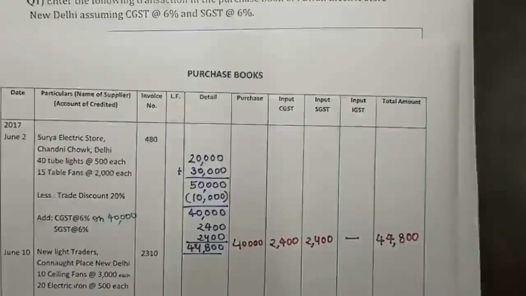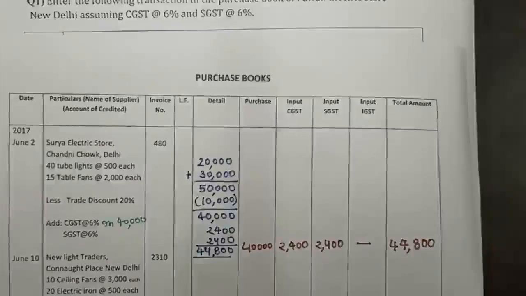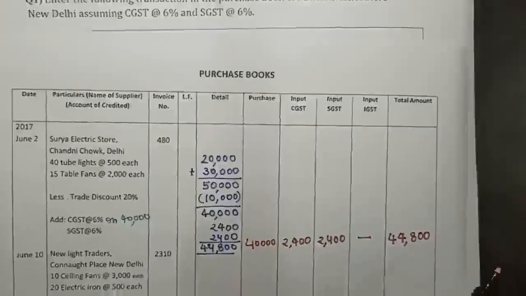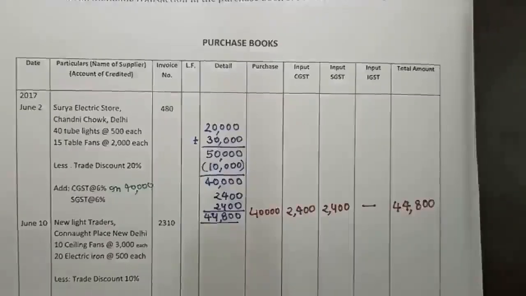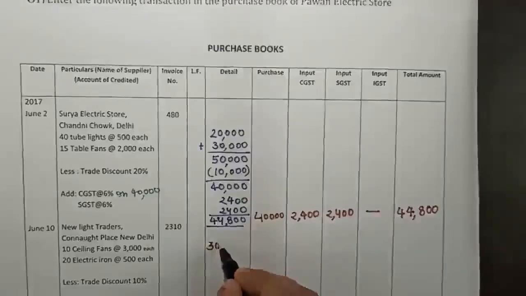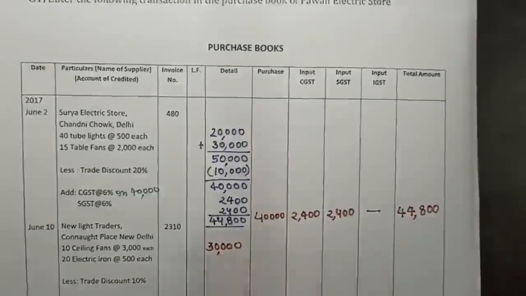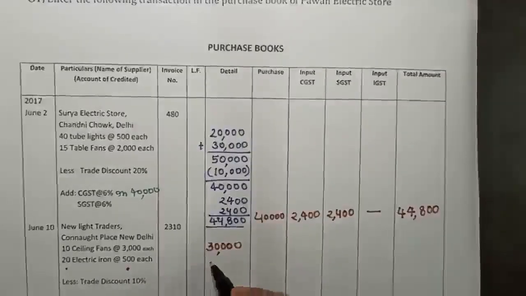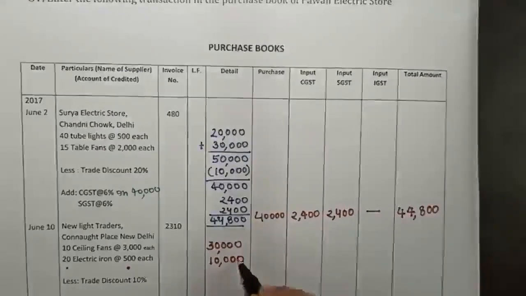After that, we have the next transaction with the New Light Traders. What we have purchased is 10 ceiling fans. So again the same thing. What are we going to do? We are going to multiply 10 into 3000. It will be 30,000 rupees. Then 20 electric irons at the rate of 500. So 20 multiplied by 500, it will be 10,000.